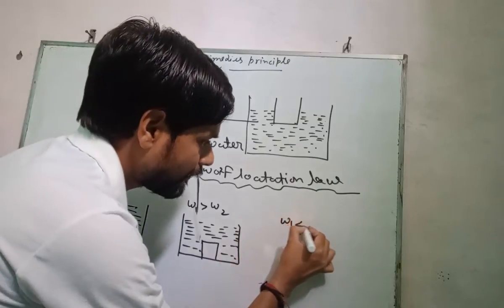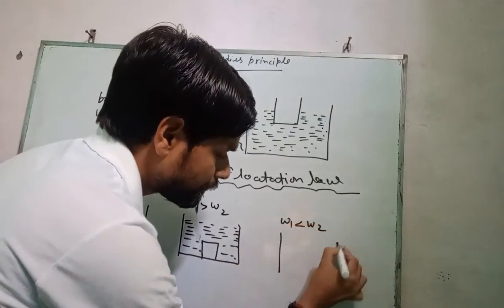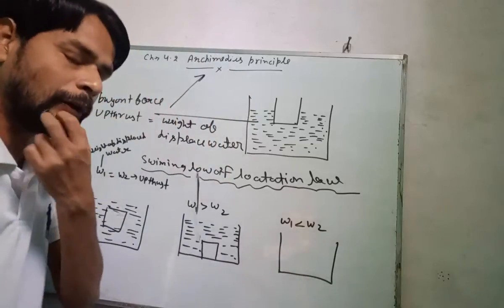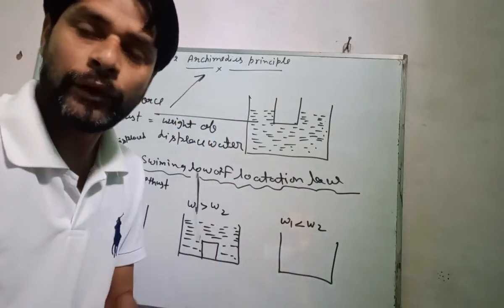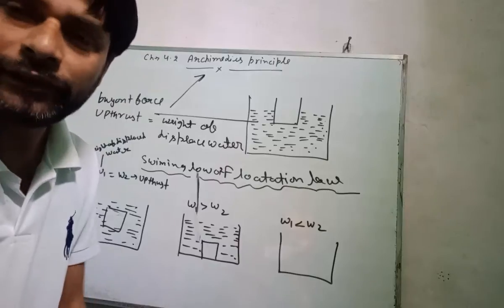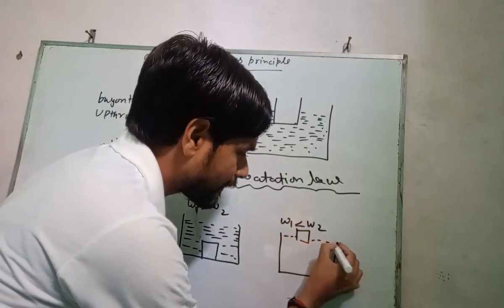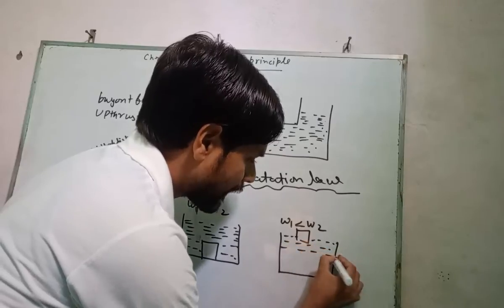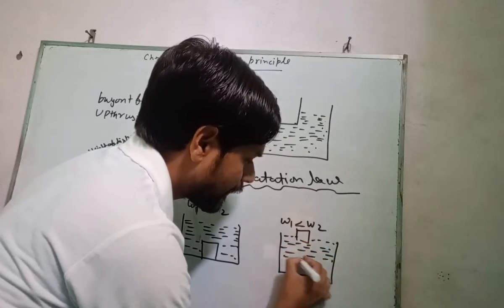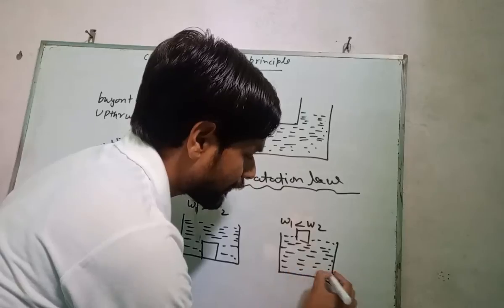Third condition: when the upthrust is more than the weight of displaced water, then the object floats on the surface, like this. These are the three conditions of flotation or swimming.